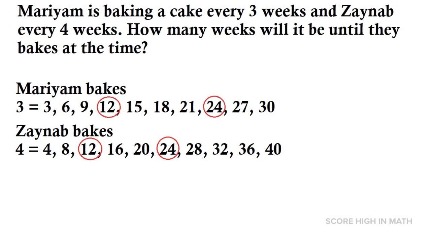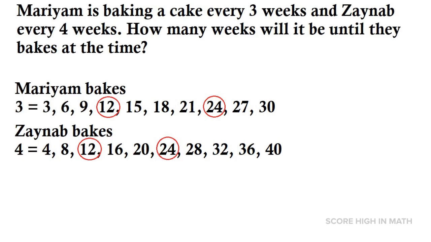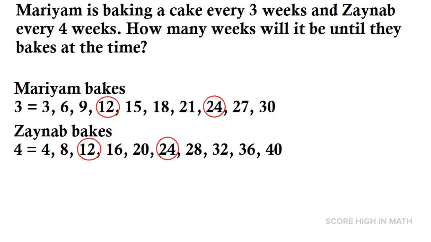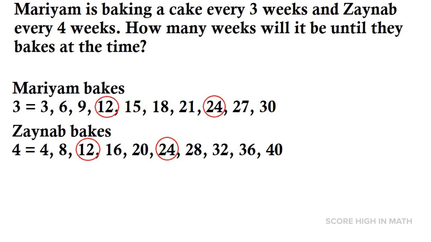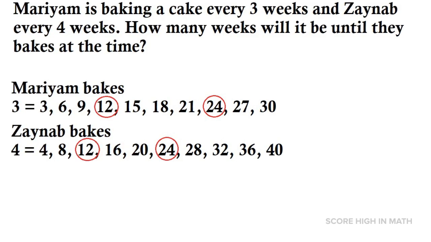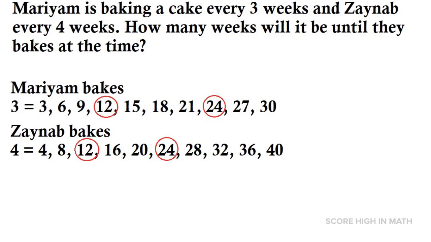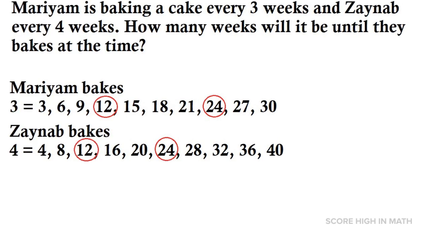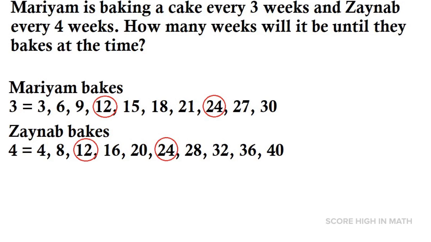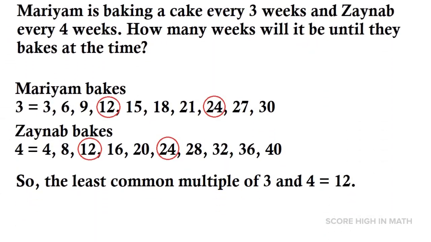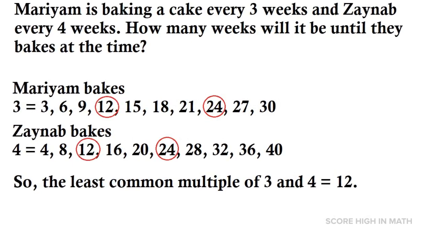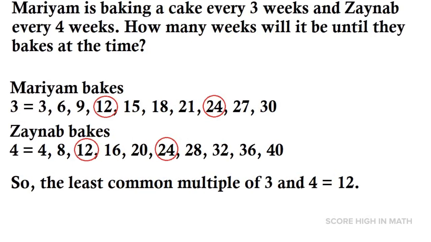You can notice that there are 2 common multiples, which is 12 and 24 between Mariam and Zainab. But we need the least common multiple. So, the least means the smallest. Therefore, which one is the smallest? The smallest is 12. So, the LCM of 3 and 4 is 12.